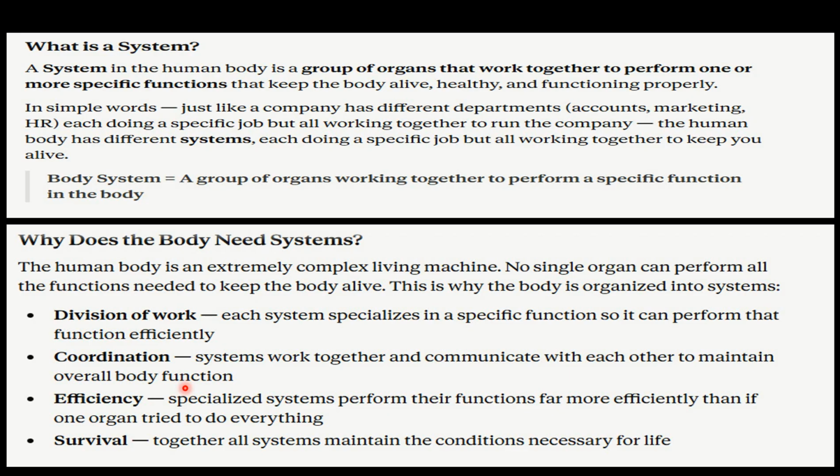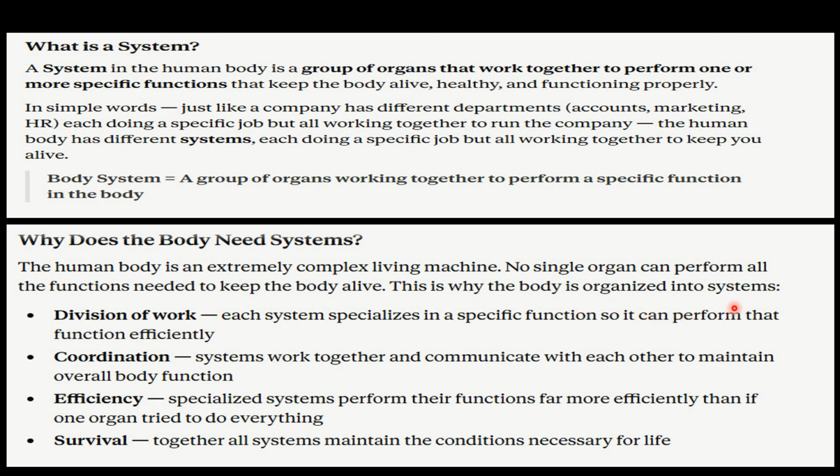Next, we will see why we need it. What is the importance of the human body system? The conclusion is that a body system is a group of organs working together to perform a specific function in the body. Now the question comes, why does the body need systems? The human body is an extremely complex living machine, no doubt. No single organ can perform all the functions needed to keep the body alive. That is also true. This is why the body is organized into systems.